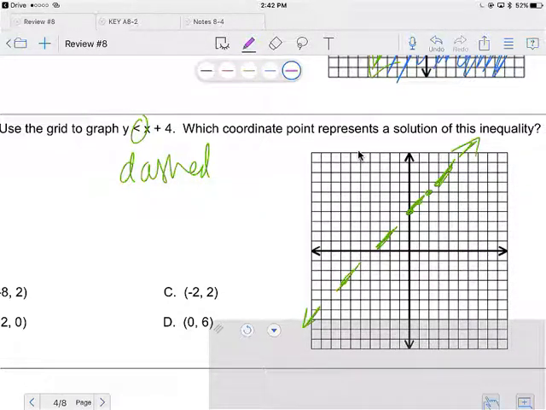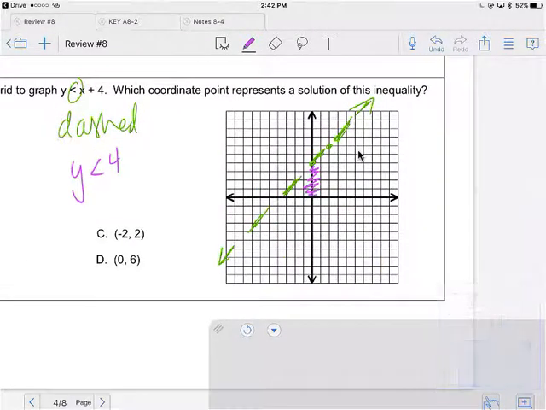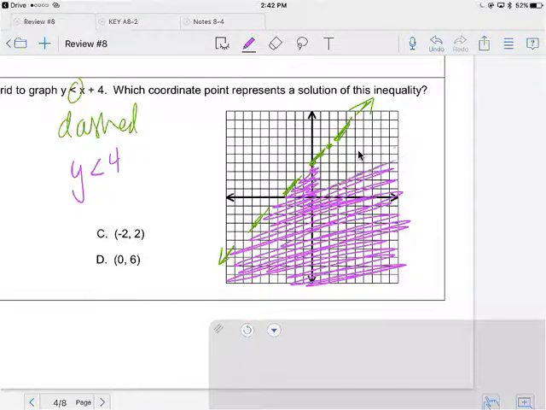And then for my shading, y is less than 4 on the y-axis. 3, 2, and 1 are less than, so wherever I shaded on the y-axis is where I would shade on my line as well.